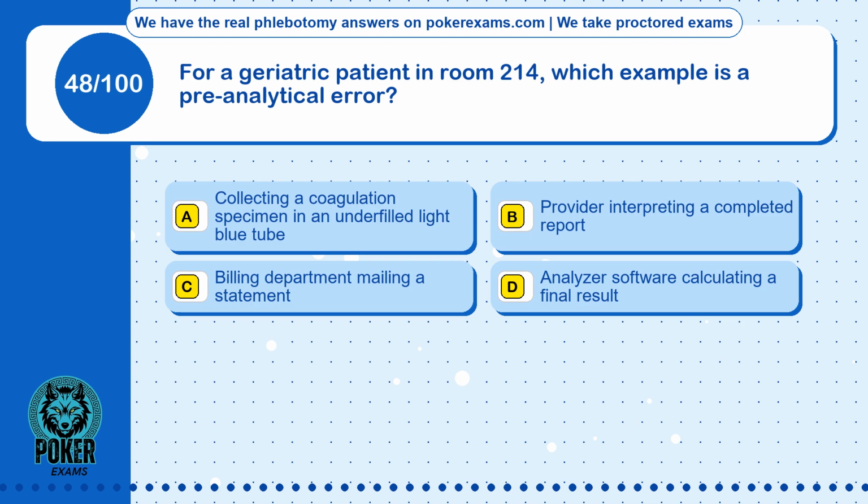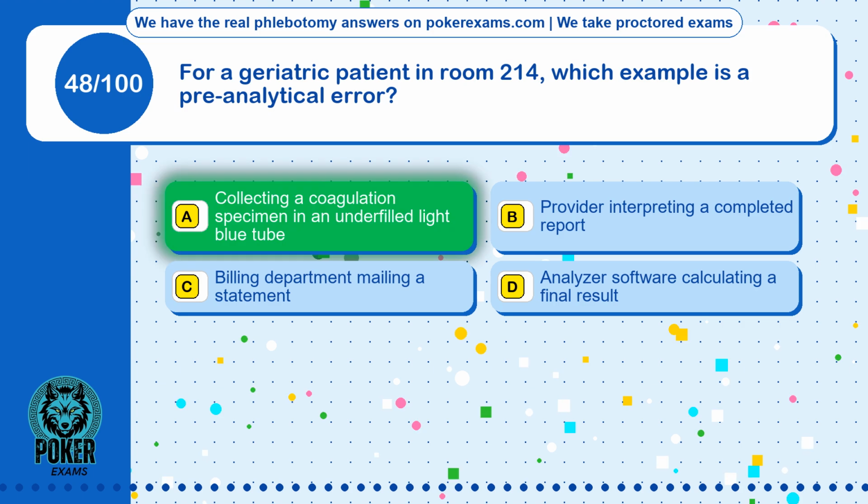Question 48. For a geriatric patient in room 214, which example is a pre-analytical error? Option A, collecting a coagulation specimen in an underfilled light blue tube. Option B, provider interpreting a completed report. Option C, billing department mailing a statement. Option D, analyzer software calculating a final result.